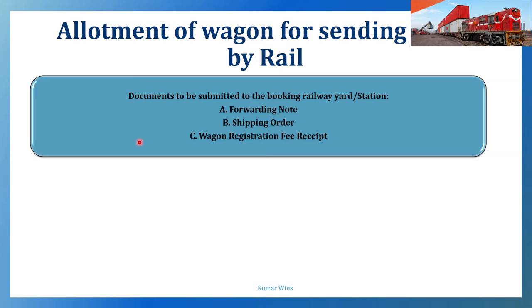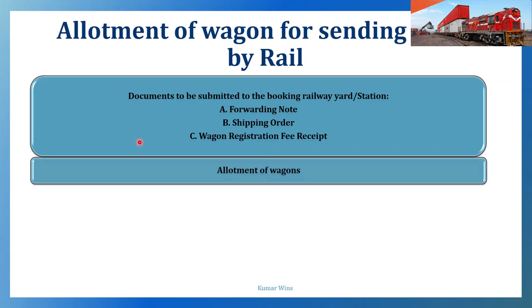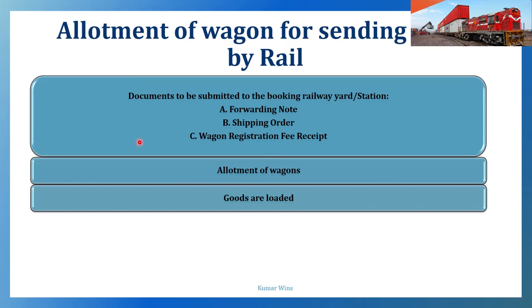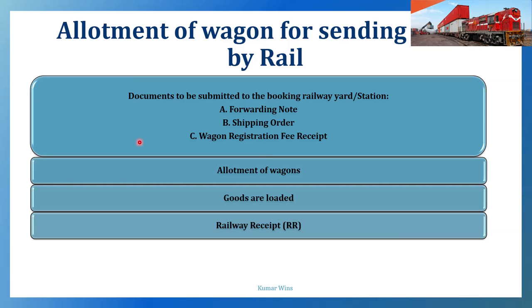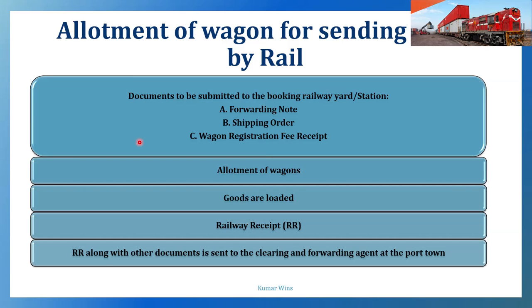After the wagons have been allotted, goods are loaded, for which railways will issue a receipt because there should be some kind of acknowledgement. So your wagons are allotted, goods are loaded, then the railway will issue a receipt which is called the railway receipt, and this receipt along with other documents are sent to the CFA, the CFA who is based at the port town.